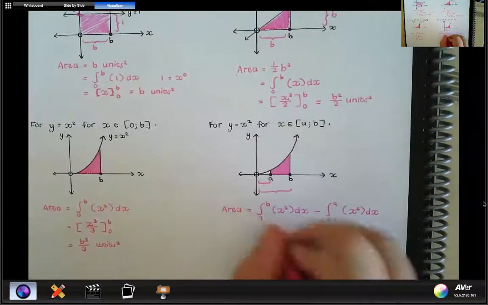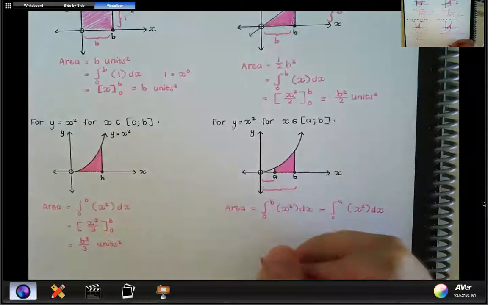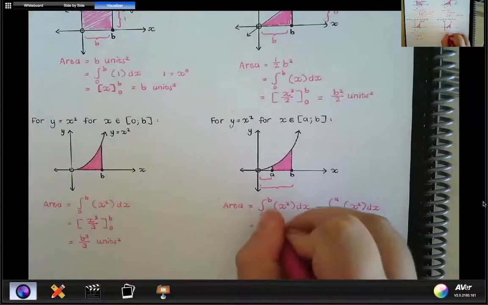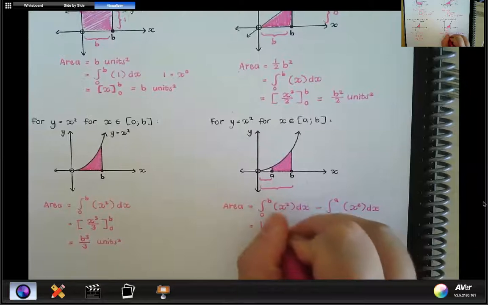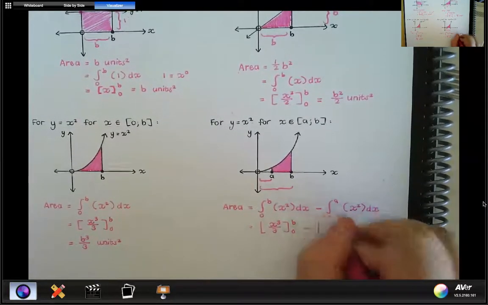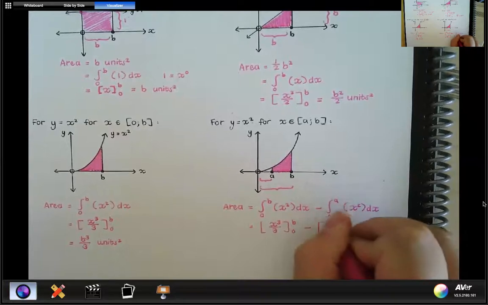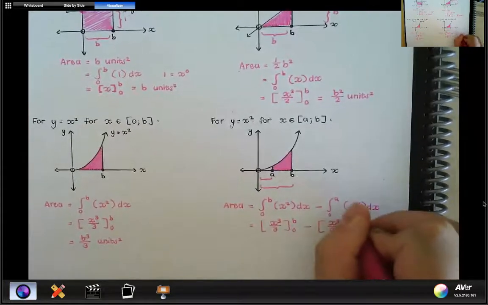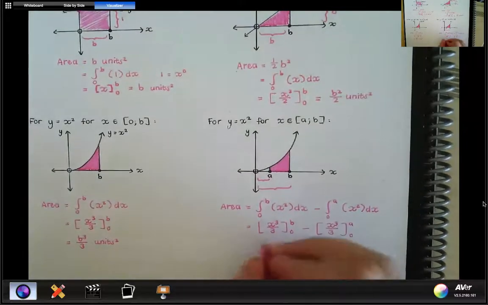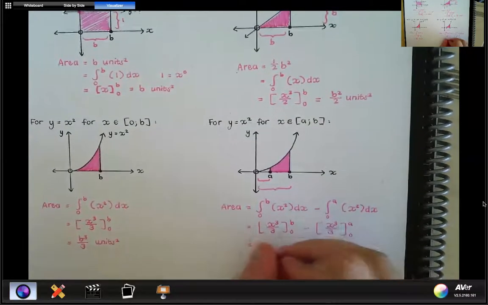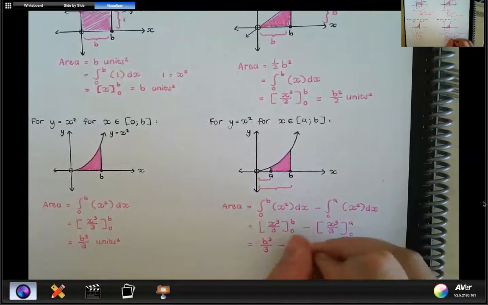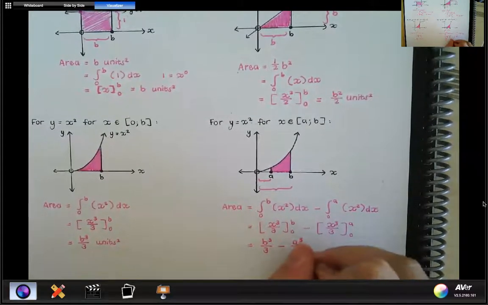Okay, which is the same as doing this: x cubed over 3 from 0 to b, minus x cubed over 3 from 0 to a. But what does this simplify to? This simplifies to b cubed over 3 minus a cubed over 3.